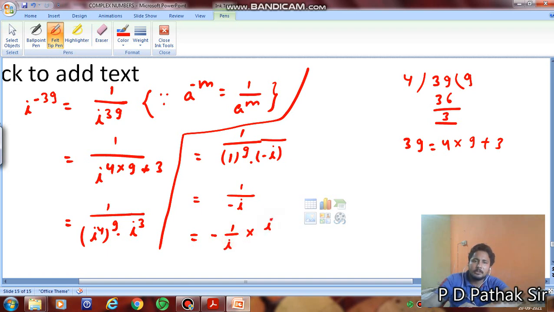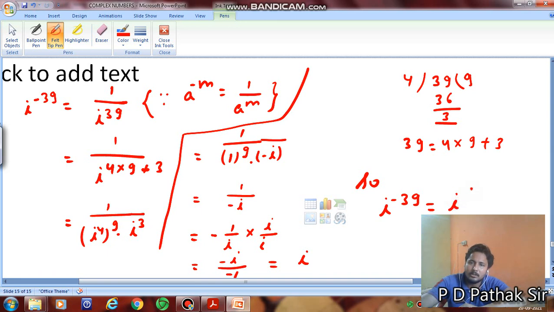And what is the meaning of 1 upon i? Multiply by i upon i, because we don't want iota in the denominator. So your answer will be minus iota into iota, meaning iota square, which is minus 1, and your answer will be only iota. So what is the answer of iota to the power minus 39? Iota to the power minus 39 equals iota. This is the answer.